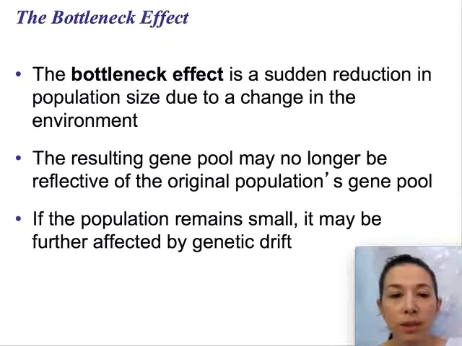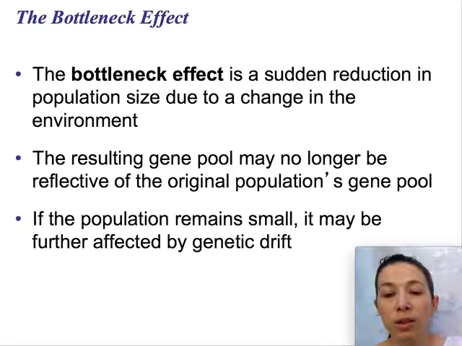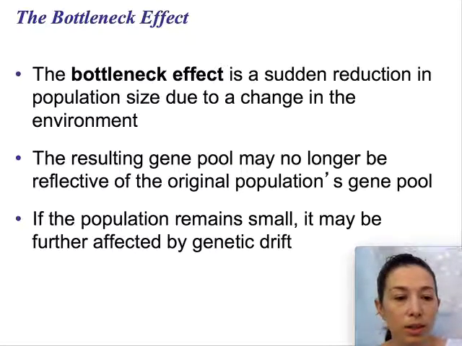a hurricane or something. So if some catastrophe like that caused a sudden change, the population size might have been reduced very suddenly, and then the remaining individuals reproduced. So the resulting gene pool may no longer be reflective of the original population's gene pool. So again, if we're starting a new population with a very small number of individuals, it potentially could be very dissimilar to the population that they started out with.